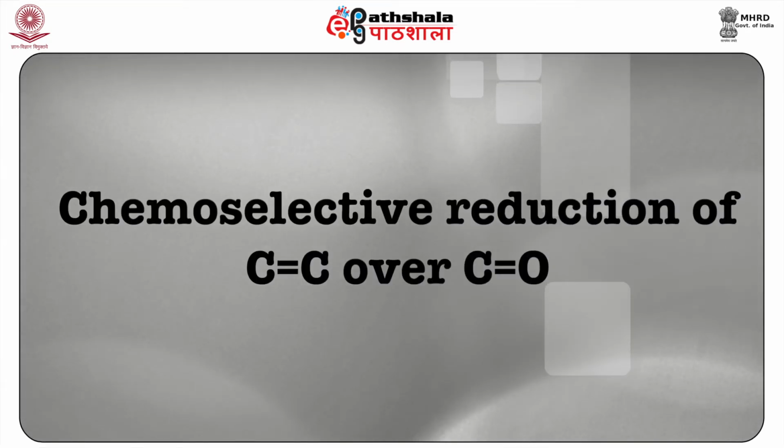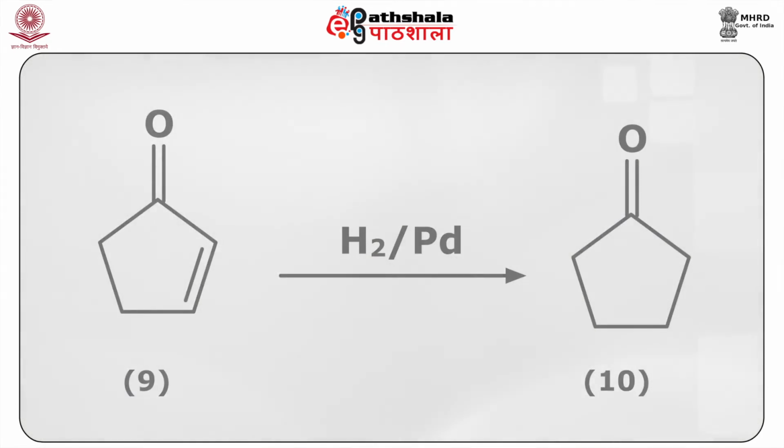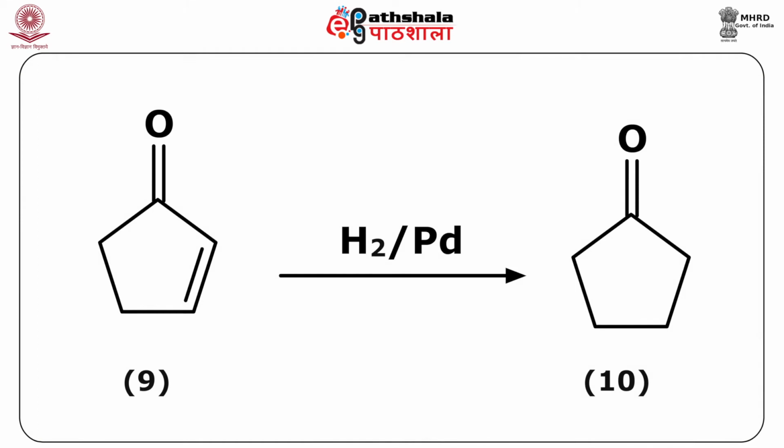Chemoselective reduction of a double bond, the ene, over the carbonyl group. Reduction of alpha beta unsaturated cyclopentenone by using hydrogen and palladium gives cyclopentanone. So, we can say that hydrogen palladium reacts with only the carbon-carbon double bond, which is the ene system. This reduction is selective for the carbon-carbon double bond. A similar case is also seen with the reduction of cyclohexenone, which is reduced to cyclohexanone.